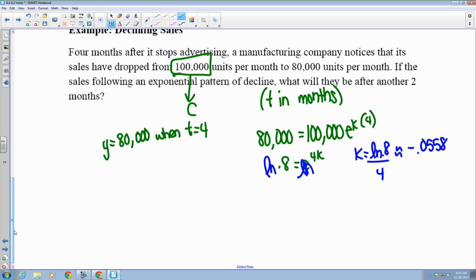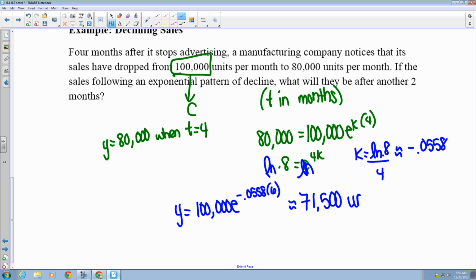What will the sales be after another 2 months? So another 2 months is when t is 6. So we're going to put 6 in for t to find our y. Type that straight in. About 71,500 units.